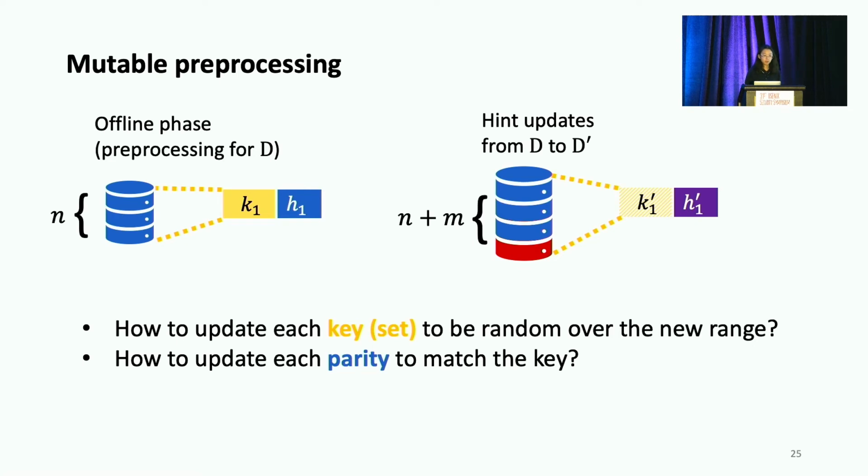And after we get the new keys, how can the client obtain the parity that matches the key? The first question can be easily answered by just resampling fresh keys so that each key represents a set that is random over the new range from 1 to n plus m. But in this case, the server has to compute the XOR for the new sets, which is essentially preprocessing from scratch. So our goal is to answer those two questions with low server computation cost and low communication.